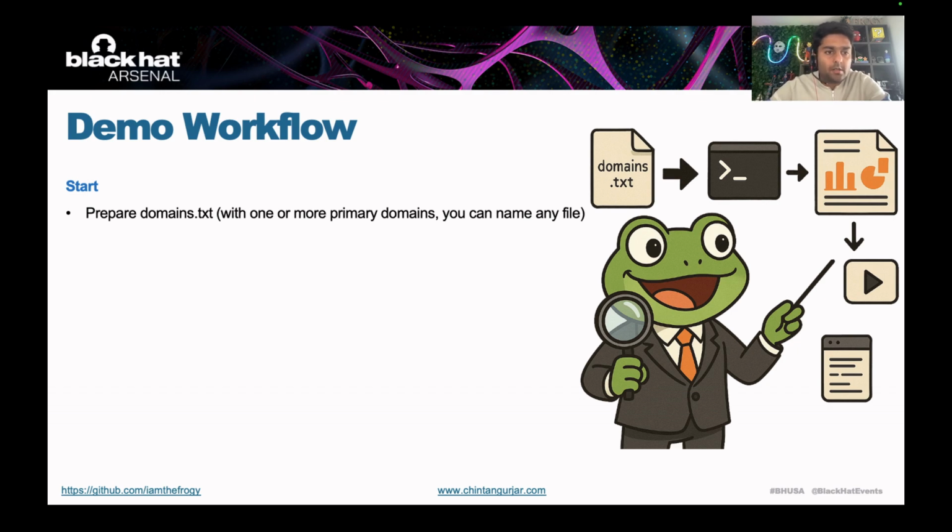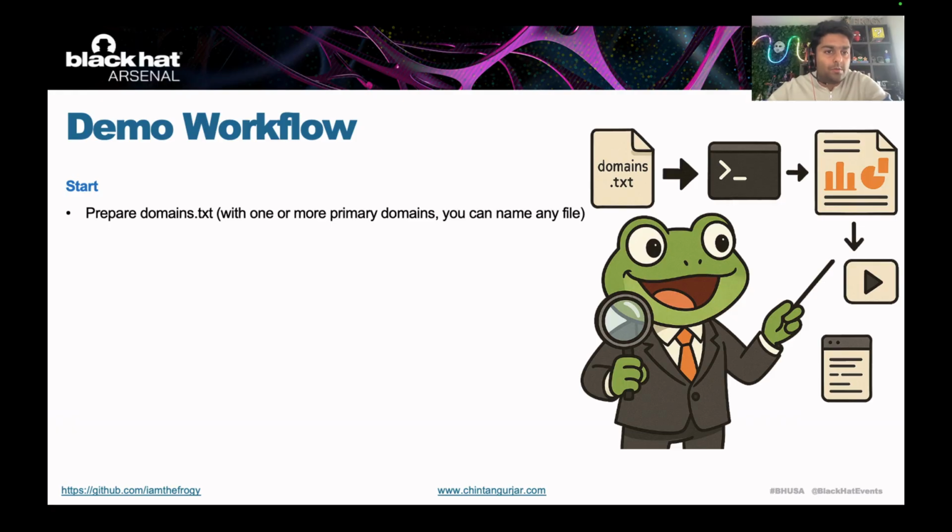So yeah, you prepare the domains.txt or any file name. You just have to give the primary domain. Now, for a company, there could be more than one primary domain. So I'm just giving an example. For example, Tesla is one company, a group which has multiple subsidiaries. So SpaceX also comes under Tesla. Tesla also comes under Tesla.